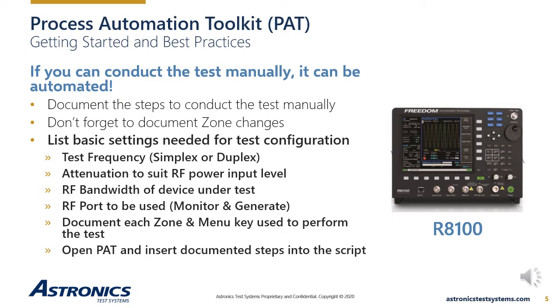The easiest way to get started is to document the steps needed to conduct the test manually, remembering to document the zone changes that you make during the setup parameters. Basic settings needed for the test configuration, like test frequency, attenuation, RF bandwidth, port to be used, and then document each zone and menu key you use to perform the tests, and then open PAT and insert the documented steps into the script.